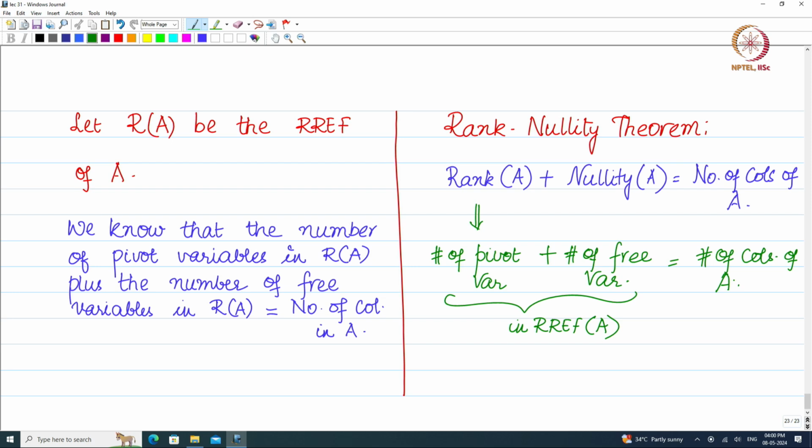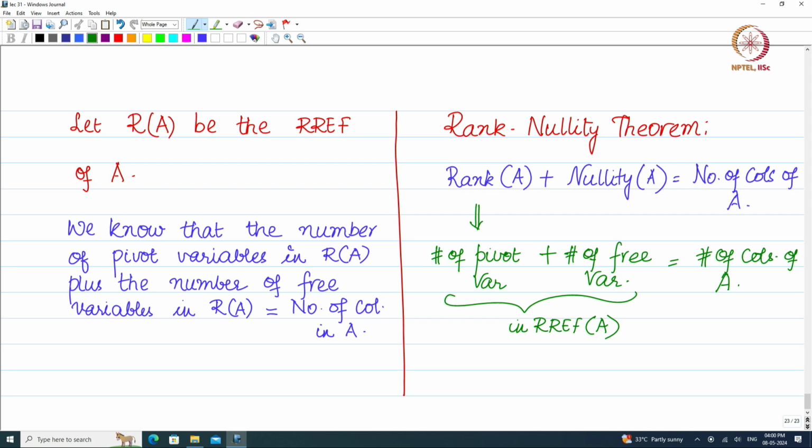Right. So, this is a very important result in linear algebra where it says the rank of A, the dimension of the column space, plus the dimension of the null space of A is equal to the number of columns of A. The dimension of the column space of A plus the dimension of the null space of A is equal to number of columns of A.